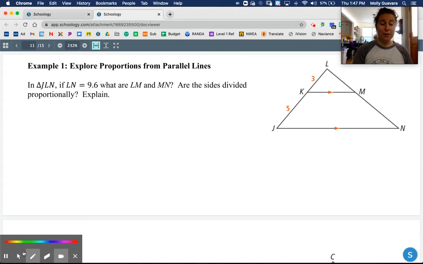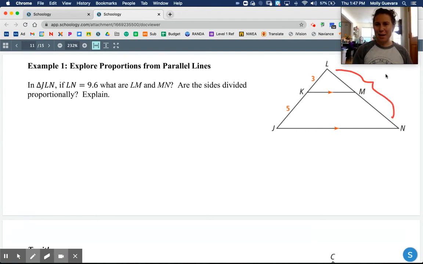Okay, so let's start here with example 1. It says in triangle JLN, so this big triangle, if L to N, wow, where am I? Okay, so this whole thing is 9.6. What are LM and MN? So we'll call that one Y, I guess. Okay, are the sides divided proportionally?